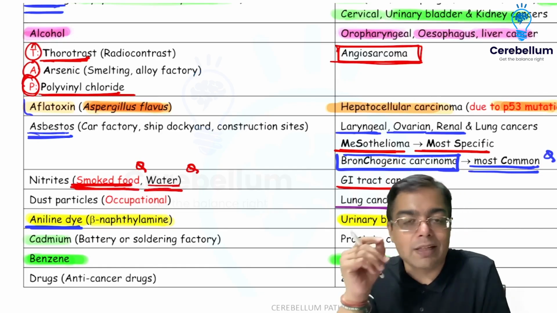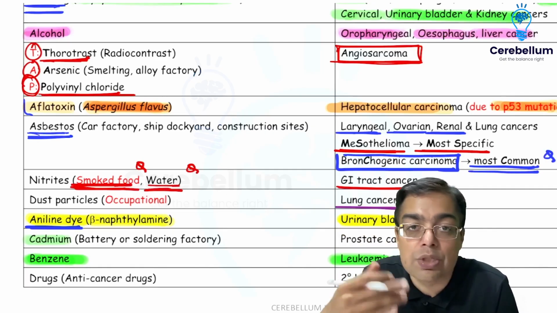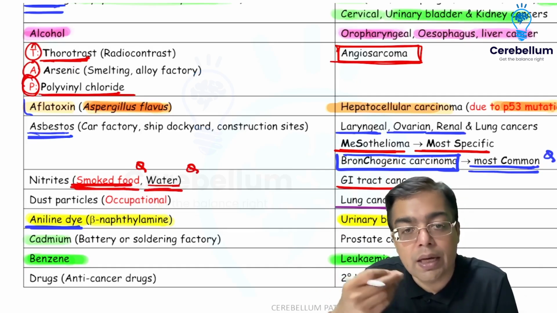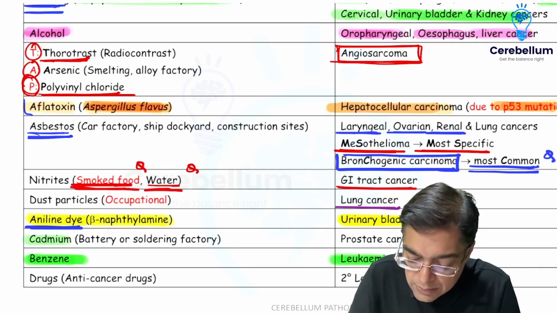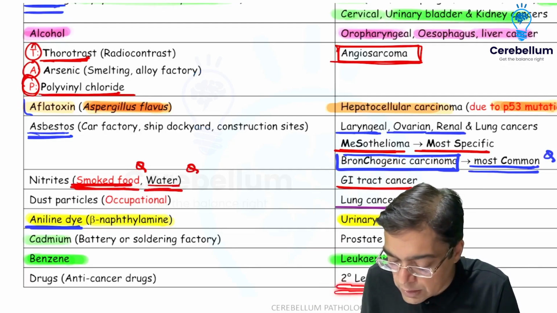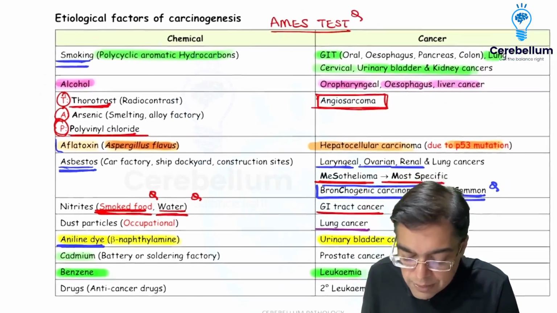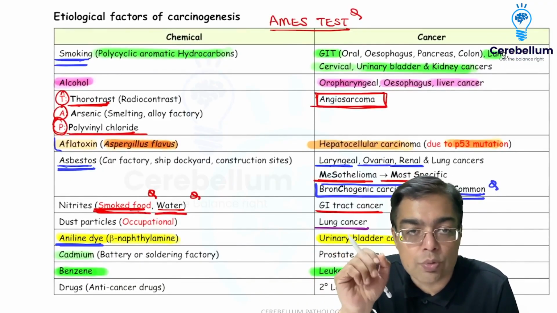And of course, we understand our link with pharmacology. Anti-cancer drugs themselves have carcinogenic potential. So if a person has been administered anti-cancer drugs, they are at high risk for development of a cancer. And that type of cancer typically is an example of a secondary leukemia. Sometimes anti-cancer drugs can also be responsible for causing bladder cancer as well. So the summary is, you need to remember the cancer and you need to remember the particular chemical that is going to be associated with it.